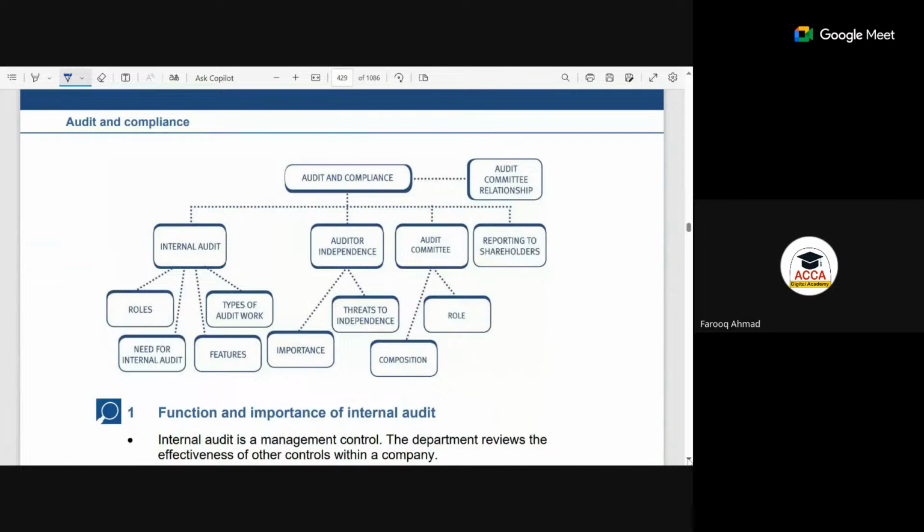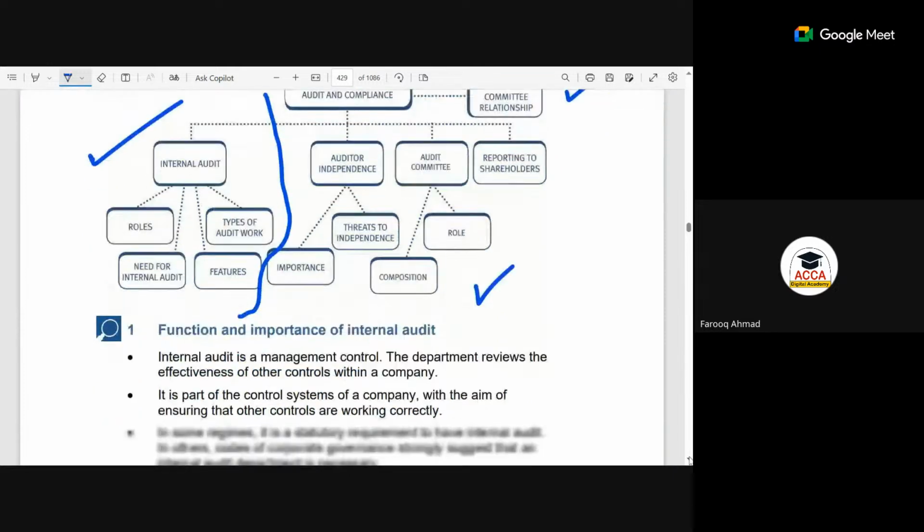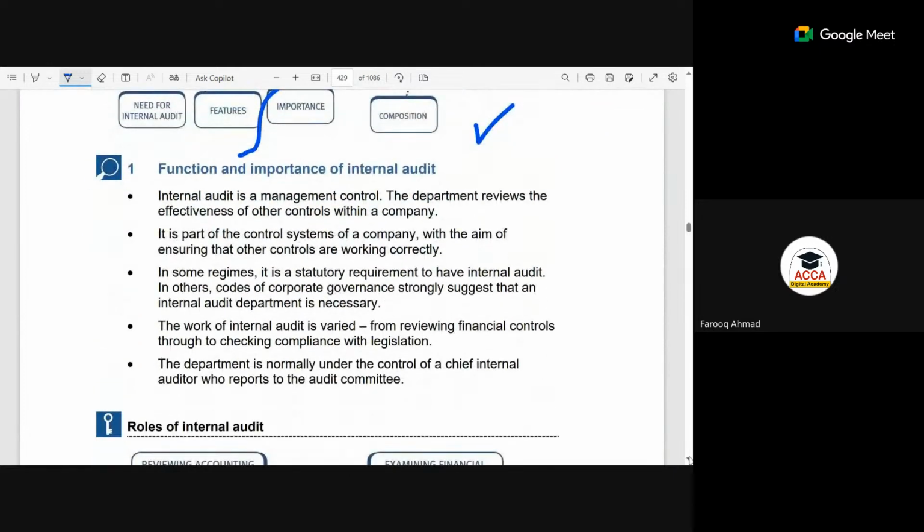So this is audit compliance, how it happens in the company. Audit committee relationship, and then the audit and compliance department, they deal with the internal audit. Here is the internal audit department, and then the auditor independence, audit committee role, threats to independence and composition. This is all internal audit and external audit. These are their roles and functions. Function and importance of internal audit.